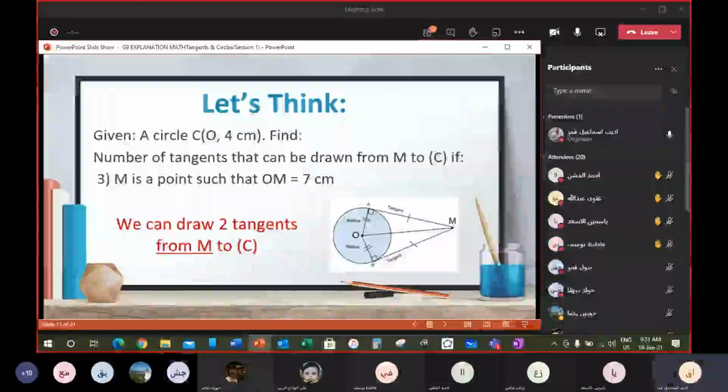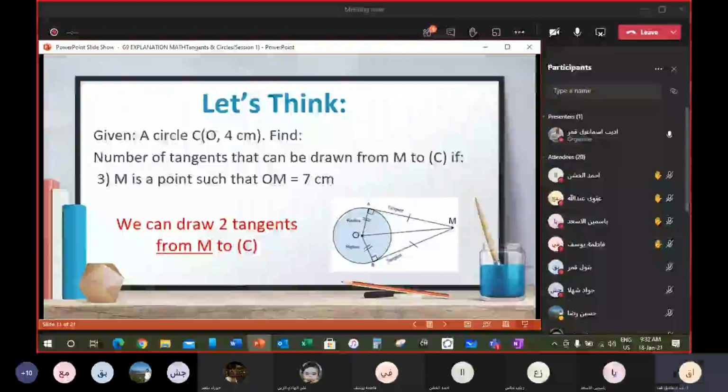So M is a point outside the circle. Why is it outside the circle? Because OM is greater than the radius. OM equals 7 centimeters and the radius equals 4. So M is a point outside the circle. We can draw two tangents to the circle from M to circle C.